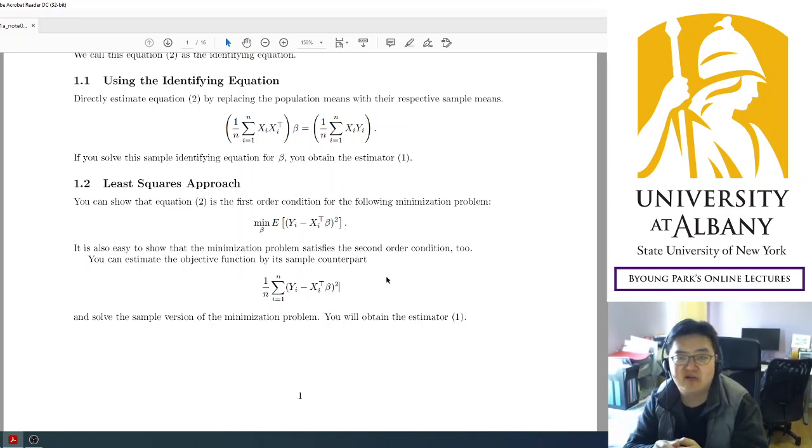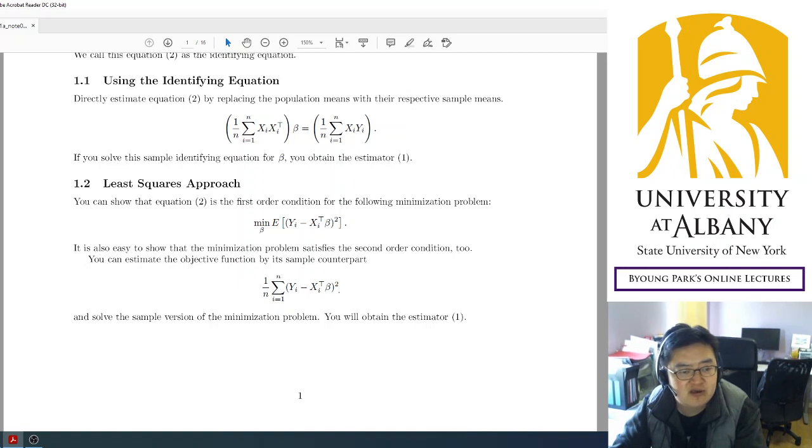When your model becomes more complicated, like nonlinear, or with more complicated error terms, then the first approach and the second approach may imply different estimators. I'm going to show you later. You are going to see what happens.